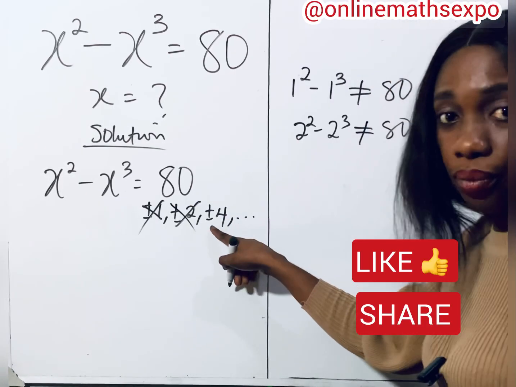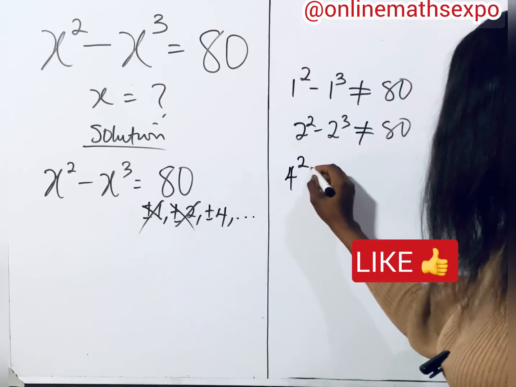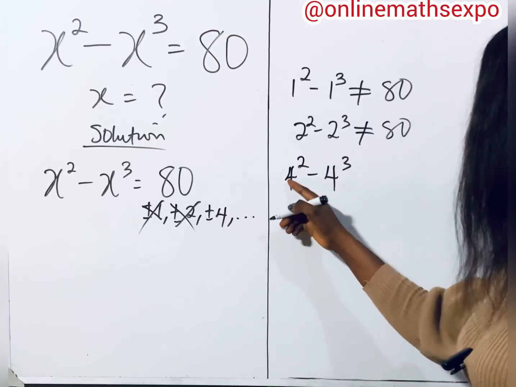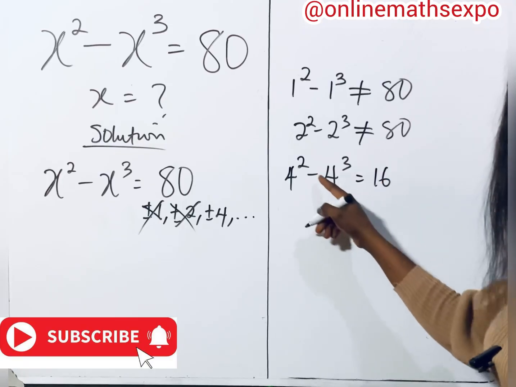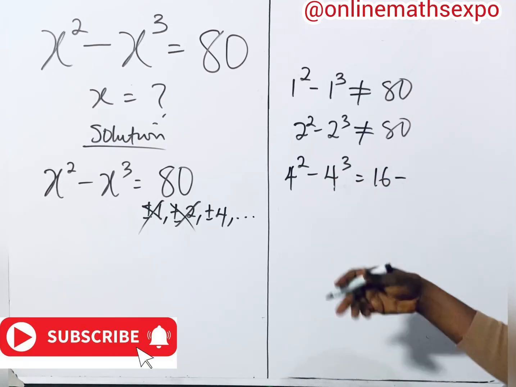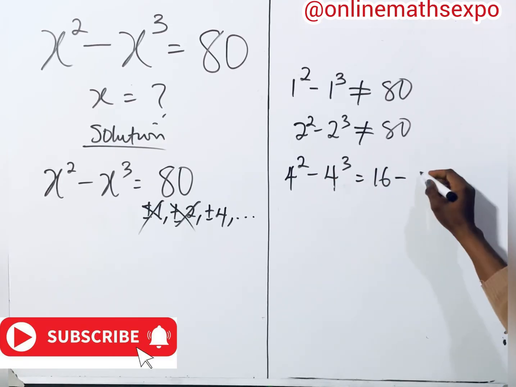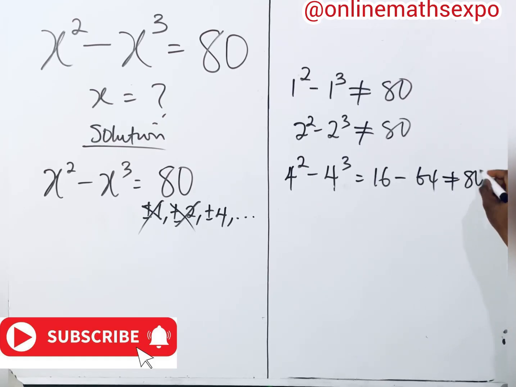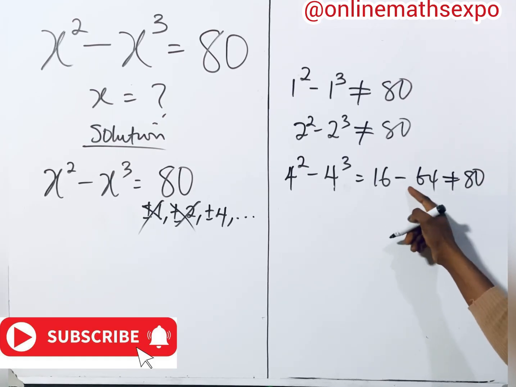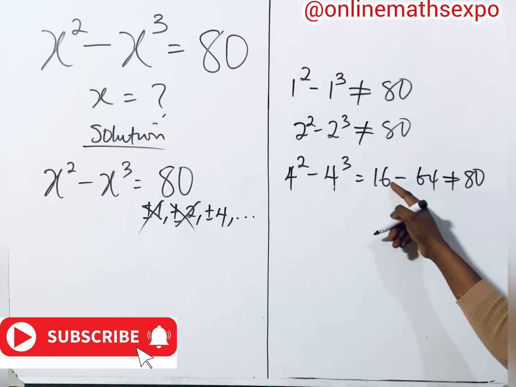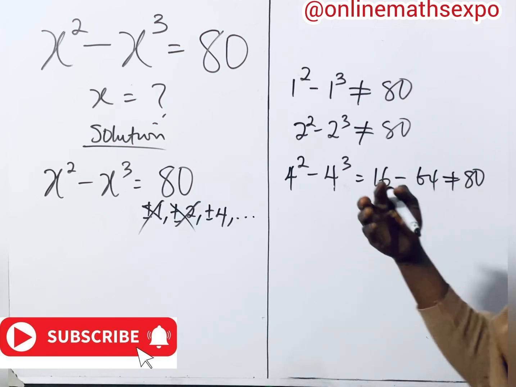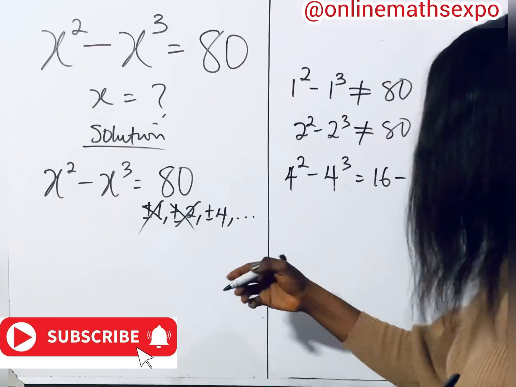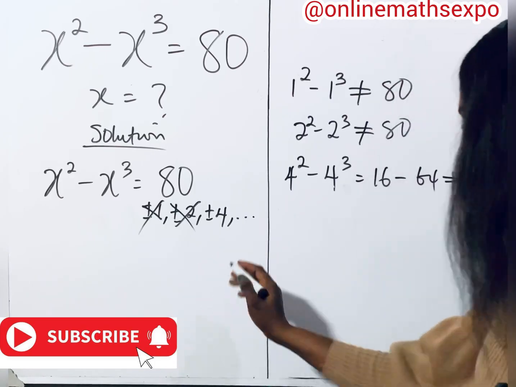Let's get to 4. Now, when you put 4 squared minus 4 cubed, 4 squared will give us 16. Then 4 cubed will give us 4 multiplied 3 times to give us 64. You observe that this is also not equal to 80. But if we change the sign, it will be equal to 80. So let's change the sign. In that case, let's test when x is negative 4.